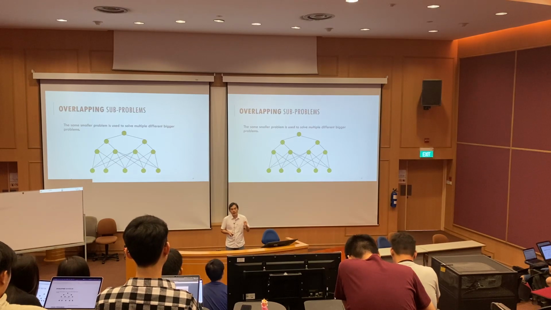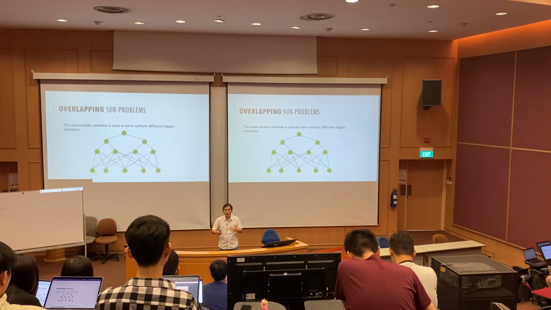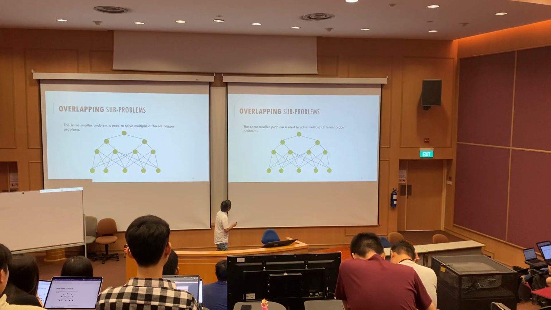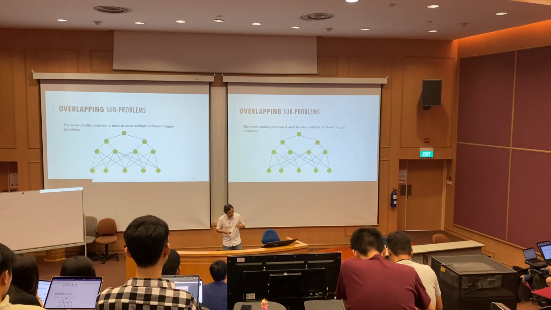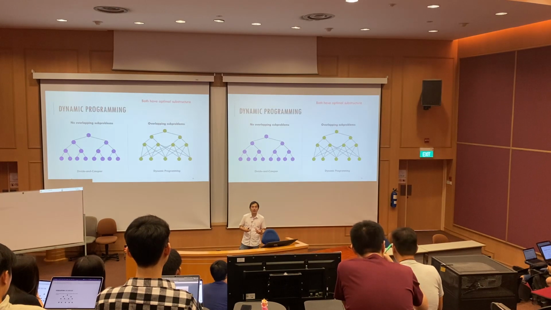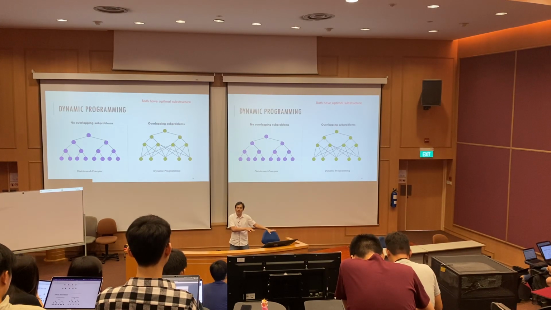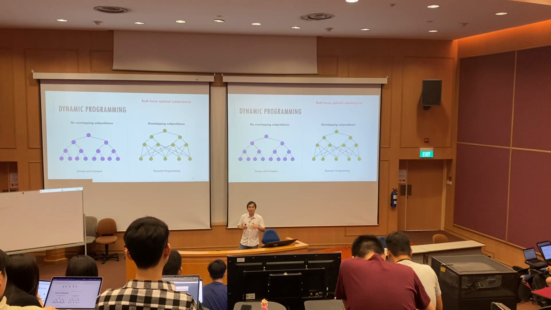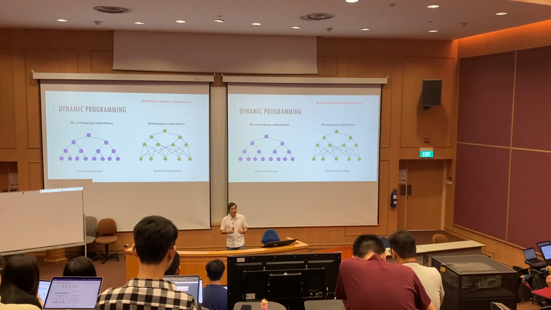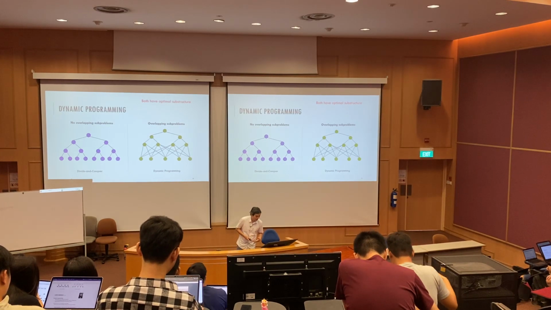Okay, so it can be related in many different ways. This is just one possible way, but it could look like this, where for example, this subproblem is used for these three bigger problems. So when you're looking at divide and conquer, there are no overlapping subproblems. For dynamic programming, there are overlapping subproblems, but both have optimal substructure. It's just how to use the optimal substructure depends on what strategy you apply.